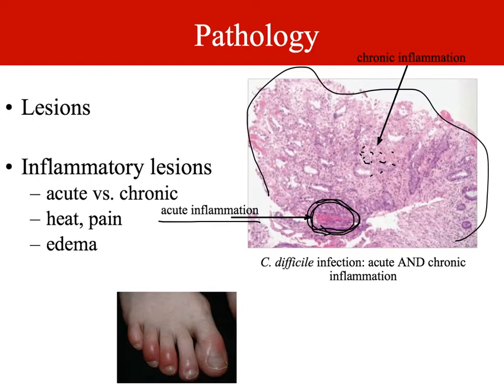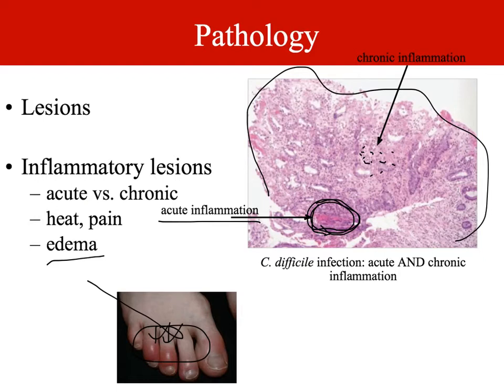What you'll also see in these lesions, and what you can see macroscopically, or in terms of gross pathology, is something called edema, which is swelling. You can see it right here. This is a case of staph cellulitis. So these toes right here that are very red and very inflamed, you can also see they're very, very swollen and full of fluid. The fluid that's in there is filled with inflammatory cells.